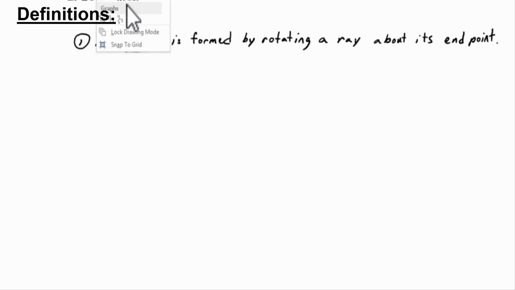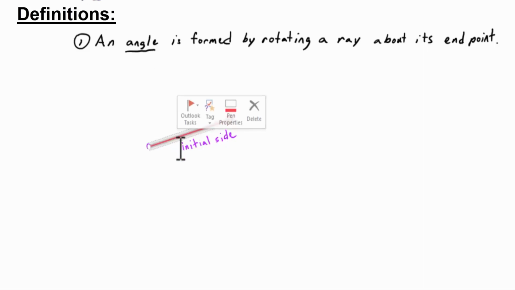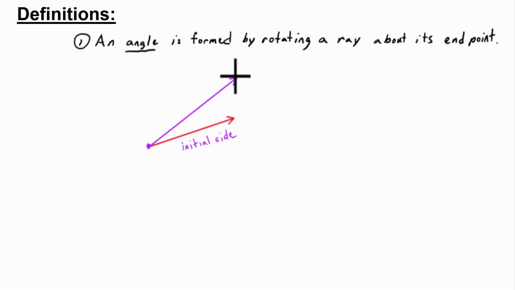I can demonstrate that with this software here. Here's my ray, and the beginning point is right here. We'll call this the initial side of the angle. And then I'll just make a copy of this ray, and you take the copy of the ray and rotate it. If you rotate it counterclockwise, we call the angle that's formed positive. If you rotate it clockwise, we call the angle negative, and that's just the conventional way to do it. There's no real great reason for it.